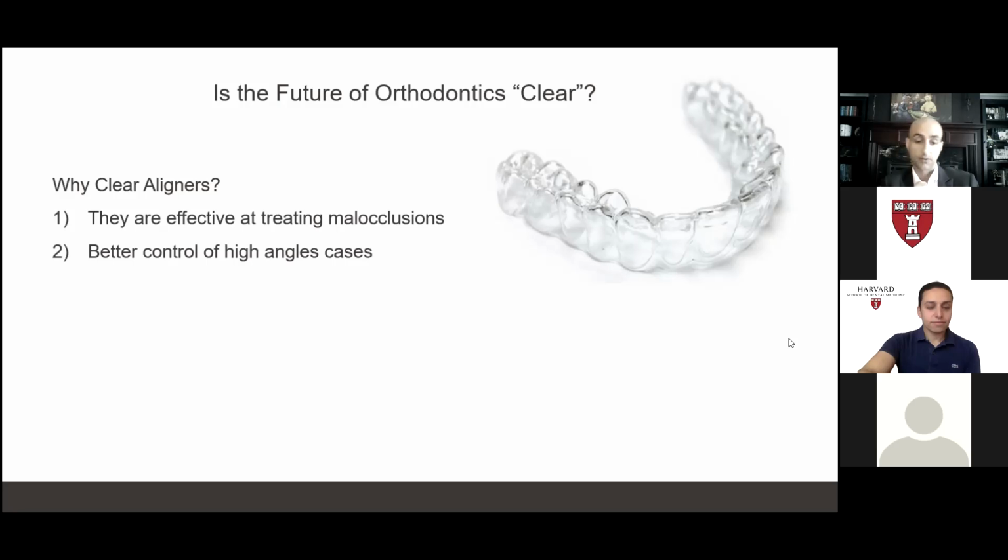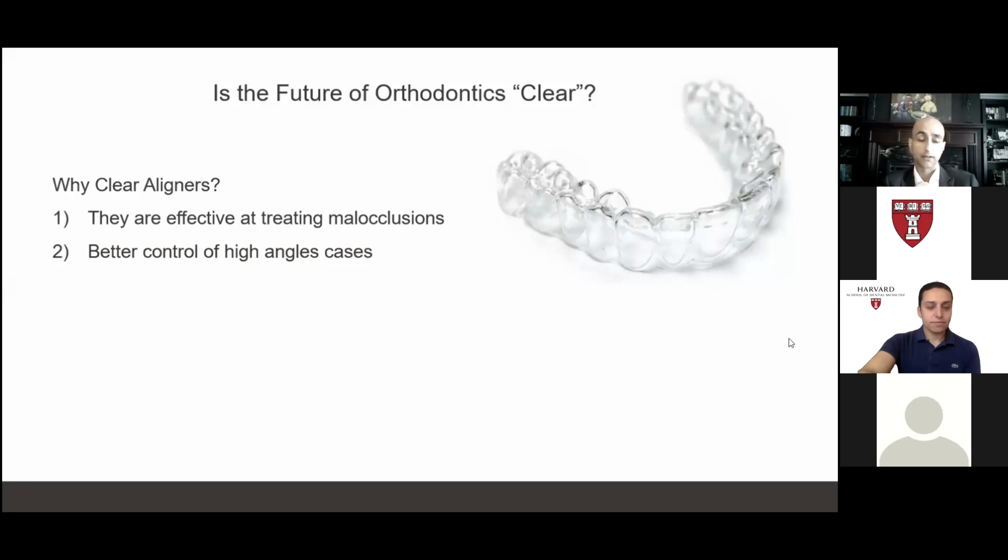High angle cases, or patients that are hyperdivergent or that have an open bite tendency, I really would prefer to put those type of patients in aligners personally. I think the side effects of treating patients in fixed appliances can cause really bite opening that we have to fight and manage throughout the duration of treatment. And that's not very efficient.